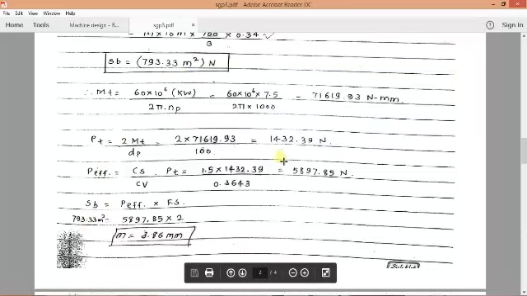Then P effective we calculate here 5897.85, and into factor of safety, in the problem it is given, that is 2. We are going to calculate the module. So we get the value of the module as 3.86. Okay, so it is in the fraction now, so we are going to convert into an integer value. So the first preference value of module is 4 mm.